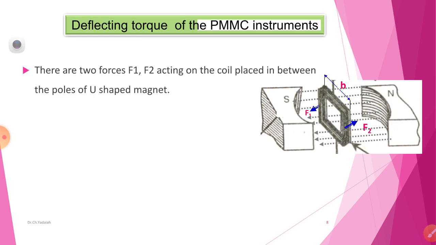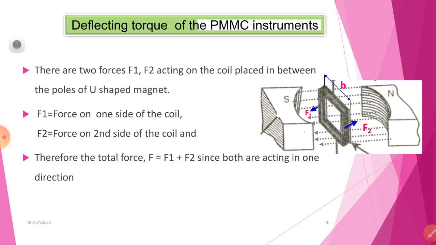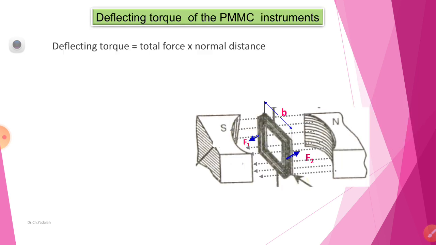Now, there are two forces, F1 and F2, acting on the coil placed between the poles of a U-shaped magnet. One force, F1, acts on one side of the coil and F2 on the second side of the coil. Therefore, the total force F is F1 in one direction and F2 in another direction, but both act the same way, both in anticlockwise directions. So, both are acting in one direction only. Now, the deflecting torque is equal to total force into perpendicular distance.